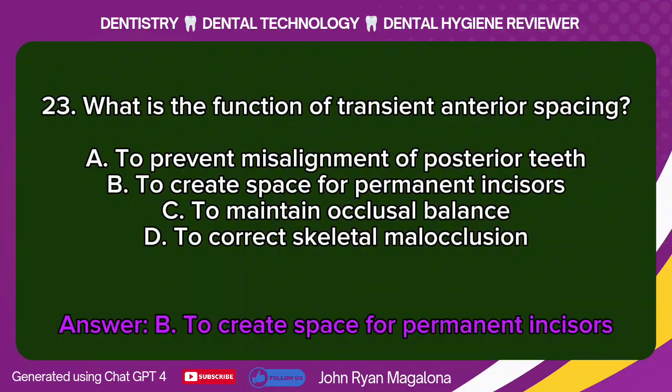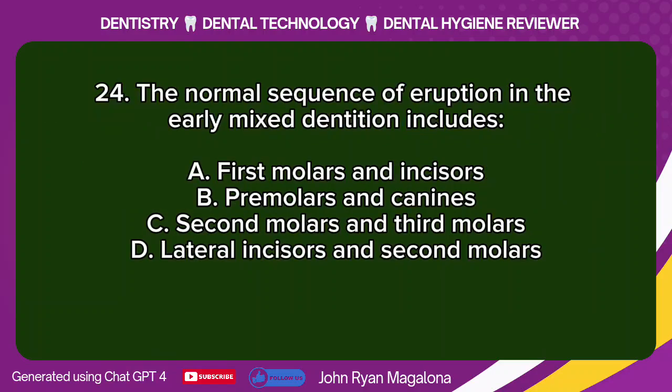Answer: B. To create space for permanent incisors. The normal sequence of eruption in the early mixed dentition includes: A. First molars and incisors. B. Premolars and canines. C. Second molars and third molars. D. Lateral incisors and second molars. Answer: A. First molars and incisors.